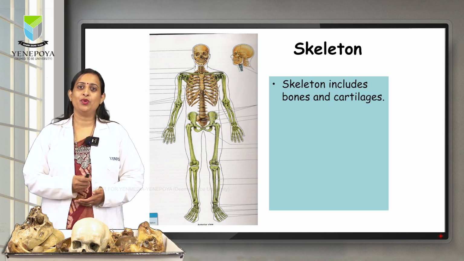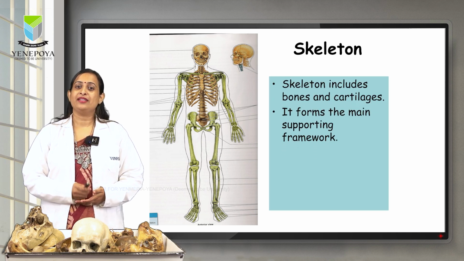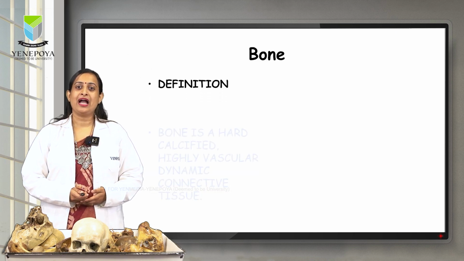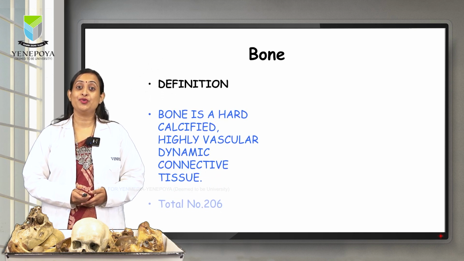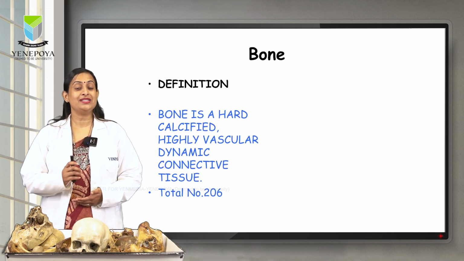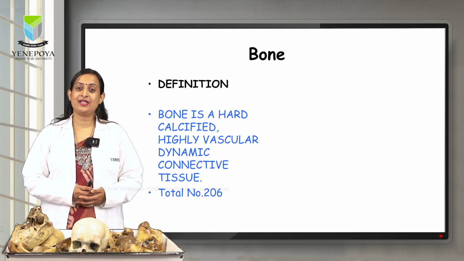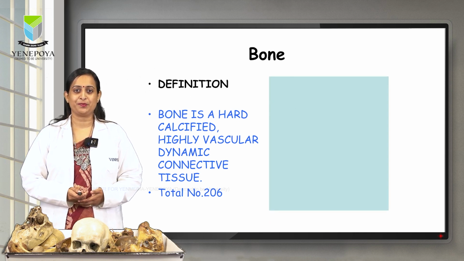Skeleton includes bone and cartilages, and the bones form the main supporting network. It strengthens the body and supports the body. Human body consists of 206 bones. Now what is the structure of the bone? It is a hard, calcified, highly vascular, dynamic connective tissue.